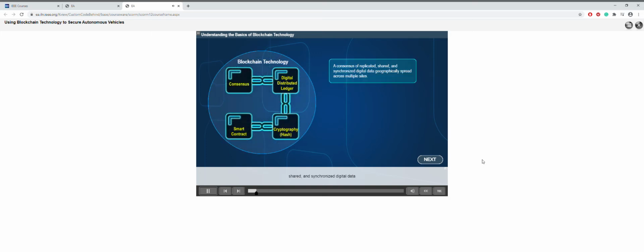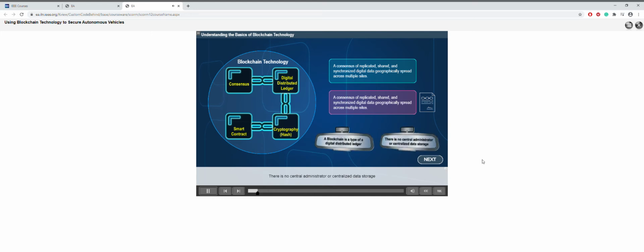Let us begin to understand some of the basics of blockchain technology. Blockchain technology is basically a consensus of replicated, shared, and synchronized digital data that is geographically spread across multiple sites. One form of distributed ledger design is the blockchain system, which can either be public or private. A blockchain is a type of digital distributed ledger. There is no central administrator or centralized data storage. We will explain when this technology emerged and its elements in the following slides.